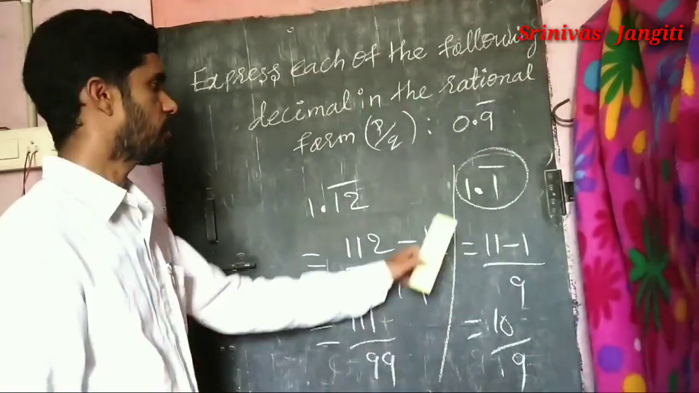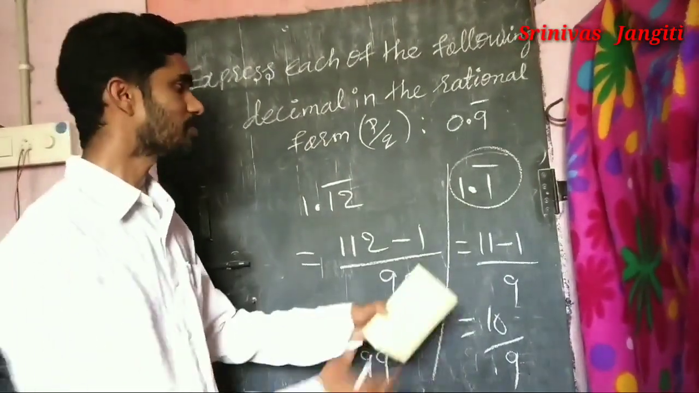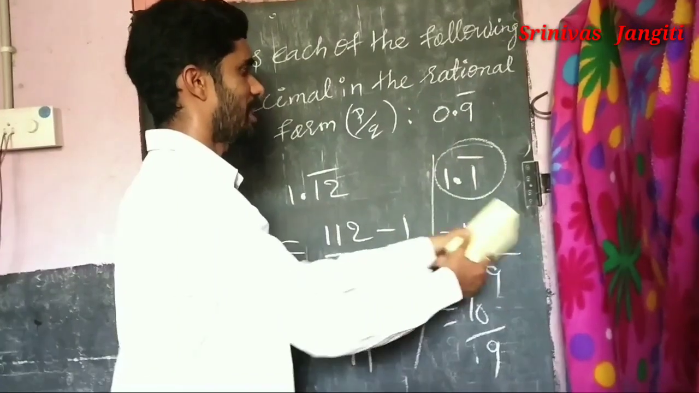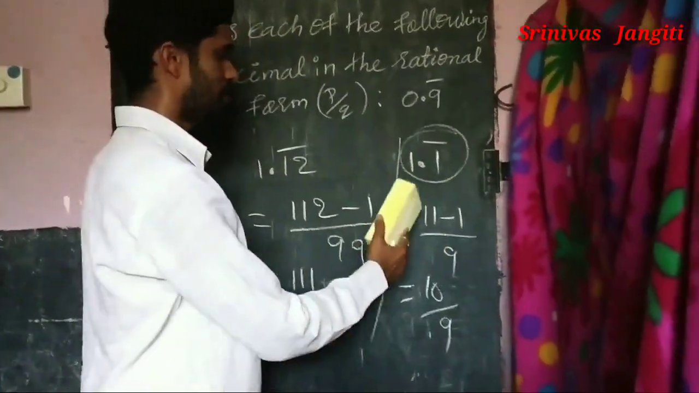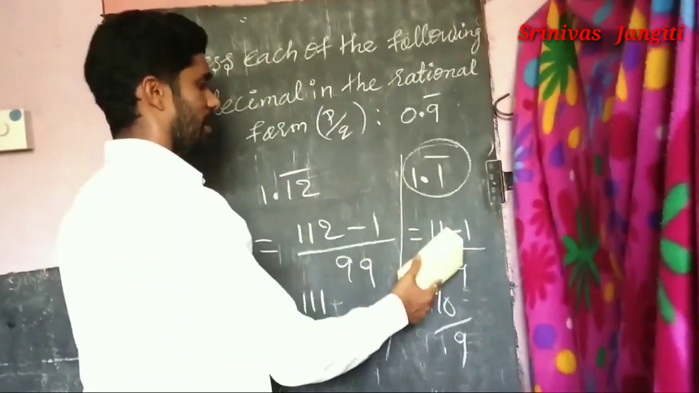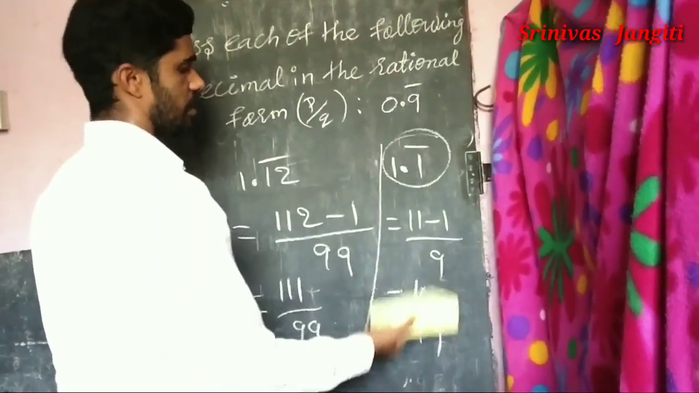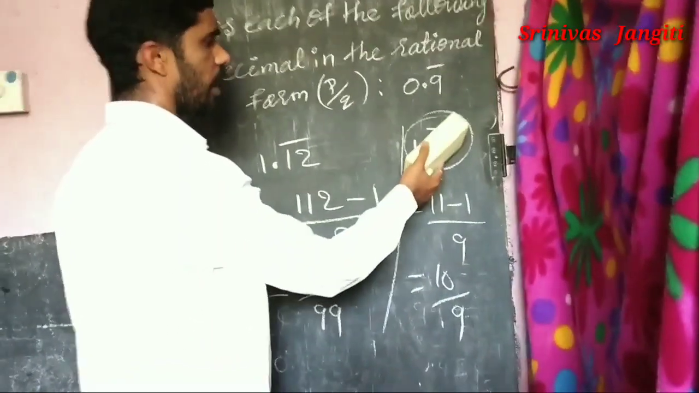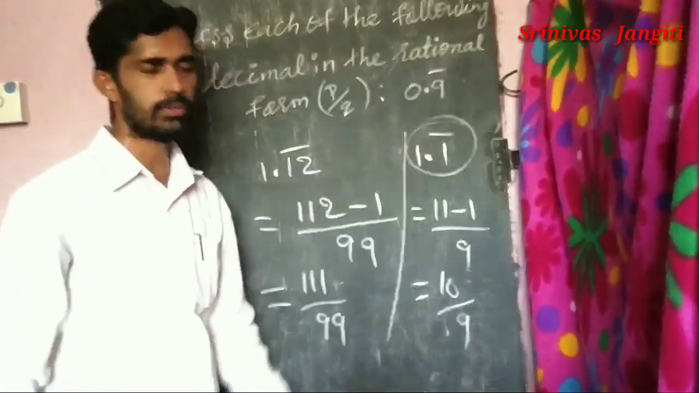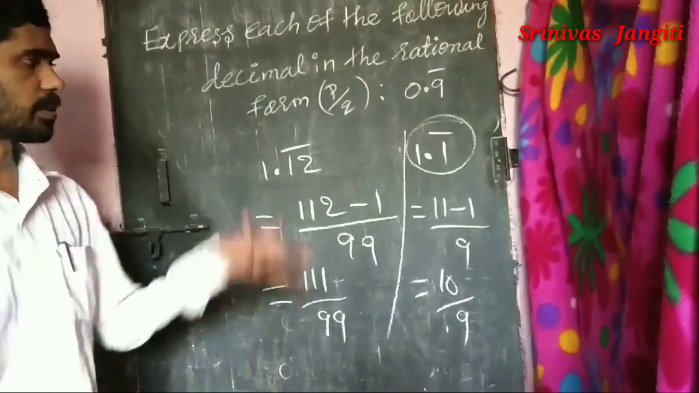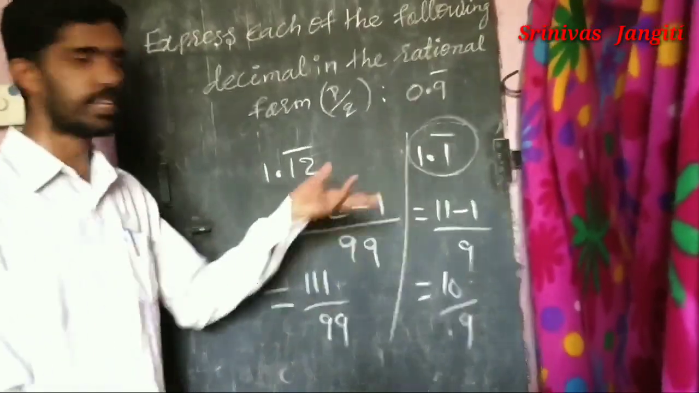Clear, everyone? 1.1 bar means nothing but 11 minus 1 by 9. That means 10. How did you get 10? 11 minus 1 is 10, by 9. By 9 why? 1 periodicity. That's why 1 nine down. Is there anything hard?